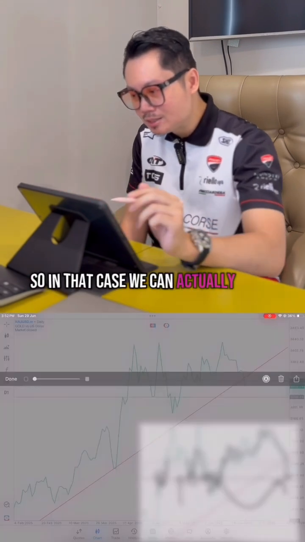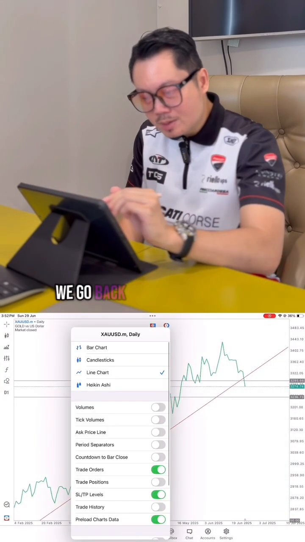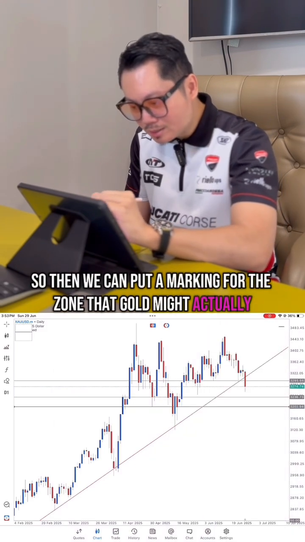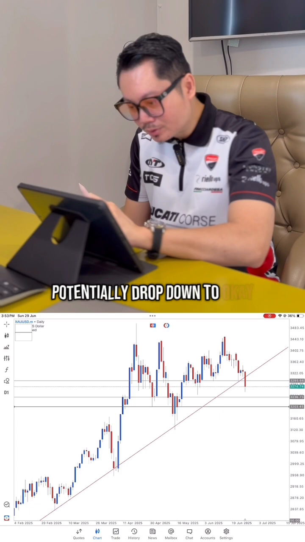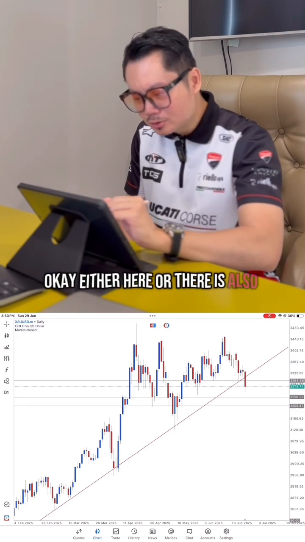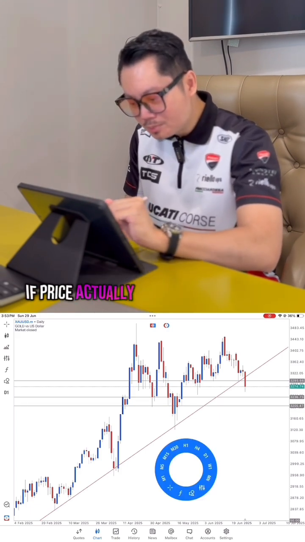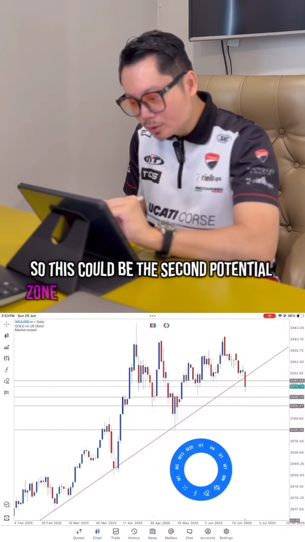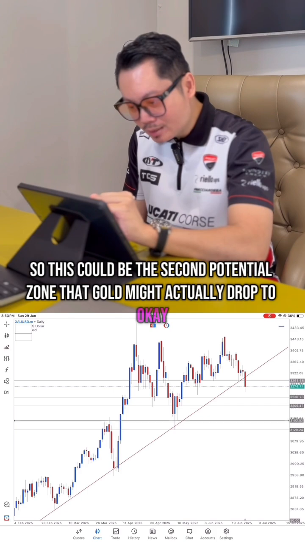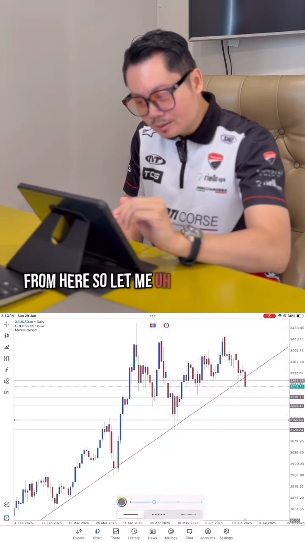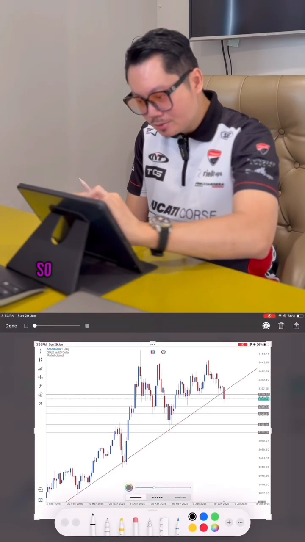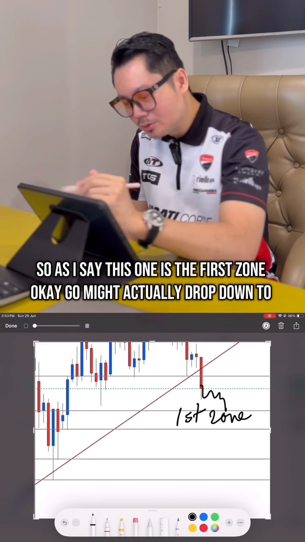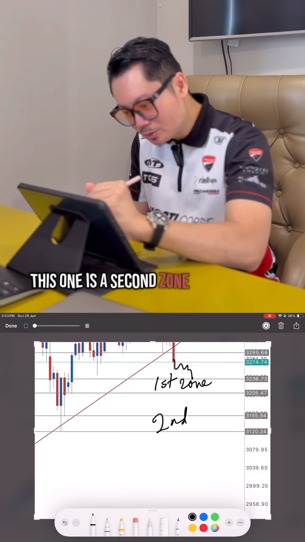In that case, we can put a zone over here. We go back to the candlestick, so then we can mark the zone that gold might potentially drop down to, either here or there is also another zone. If price breaks and goes lower, this could be the second potential zone that gold might drop to from here. Let me screenshot this one. As I say, this one is the first zone gold might drop down to, and this one is the second zone.